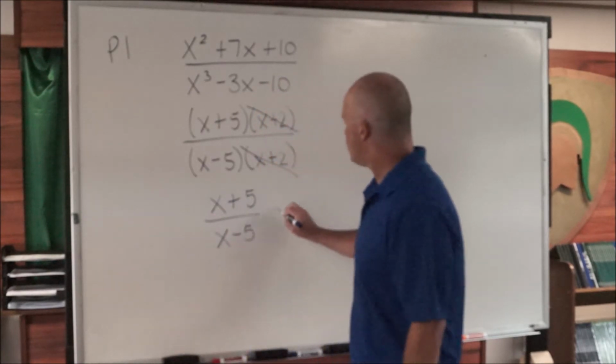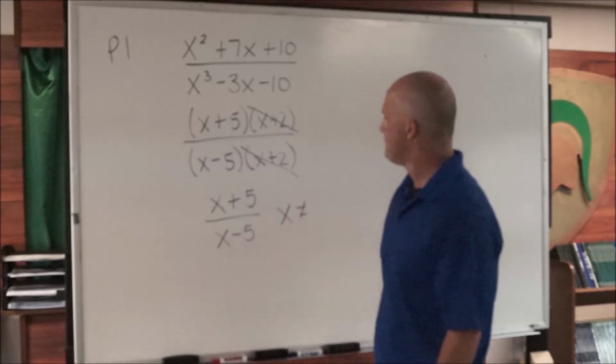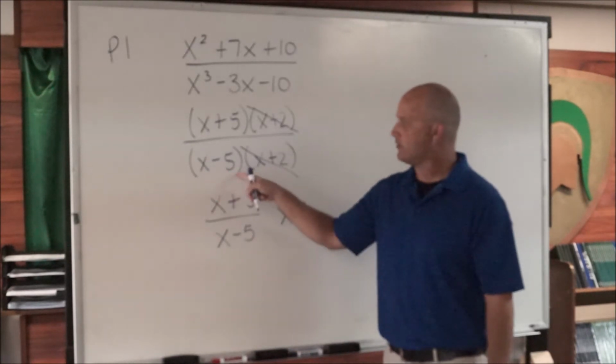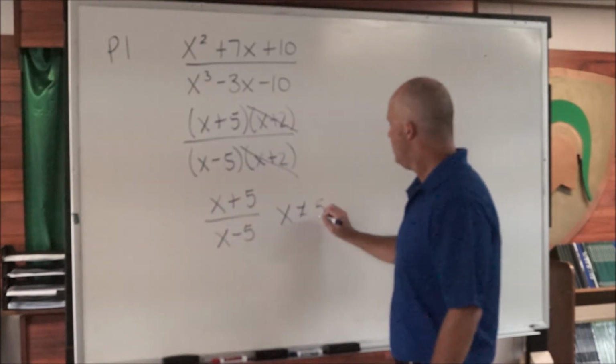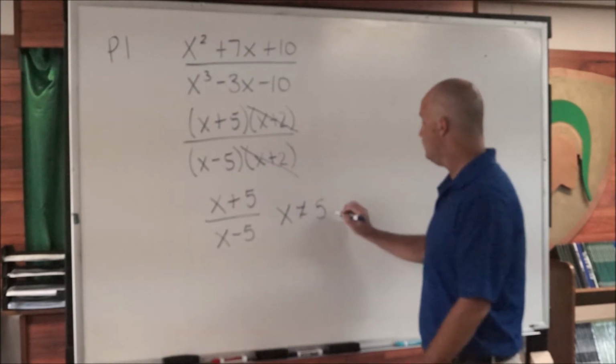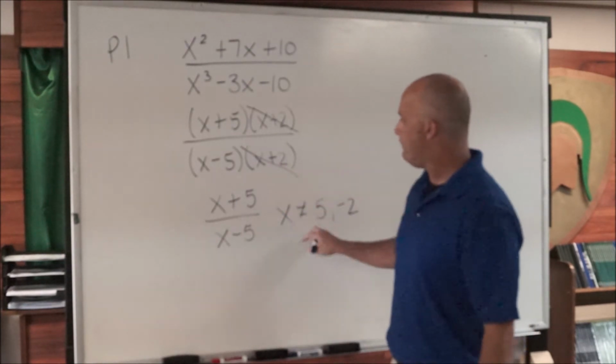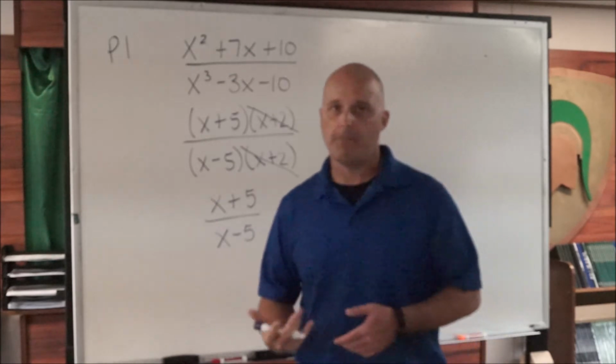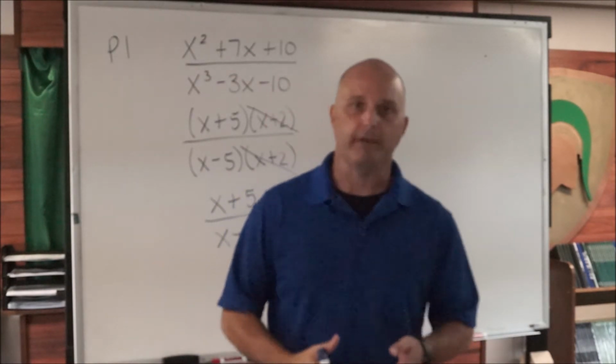And then we've got to determine what x cannot be. Well, in this case, in this factor, x could not be 5. And in this factor, x could not be negative 2. If we had 5 or negative 2, our denominator would be 0, and then we'd have an undefined expression.